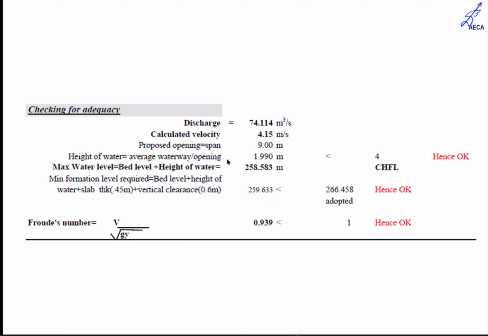Also the height of water which was calculated based on the depth of flow came to 1.99 meter, whereas the clearance which was given for the bridge was 4 meters. So that was also okay. The maximum water level, or the calculated HFL, then becomes the bed level plus the height of water calculated. And the formation level required is then the bed level plus the height of water plus slab thickness plus the vertical clearance. All this put together gives us a minimum formation level, which is less than the adopted.